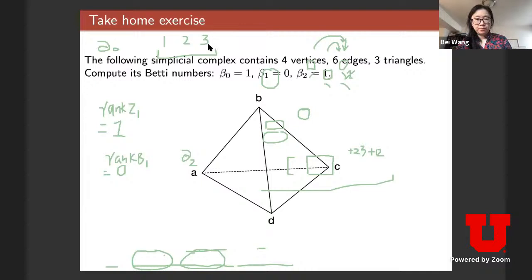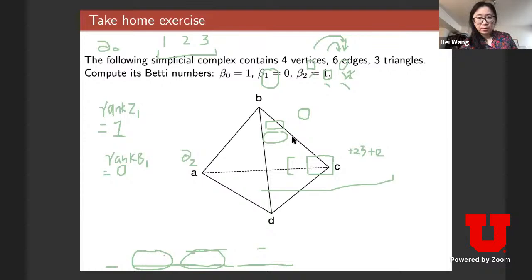So here, this is a take-home exercise, and hopefully by the next lecture I will fix my iPad so we can actually do it by hand in a faster way. But I would like you to try this process, as what I just did, to compute the Betti numbers. So for each of the Betti numbers, you need to do two matrix reductions, okay? In this case, this is a simplicial complex that has four vertices, six edges, and three triangles, okay?